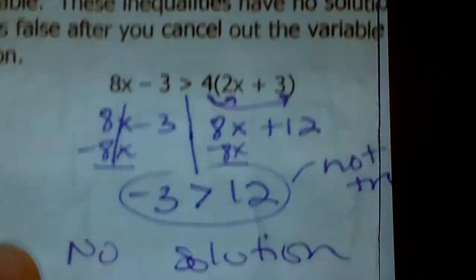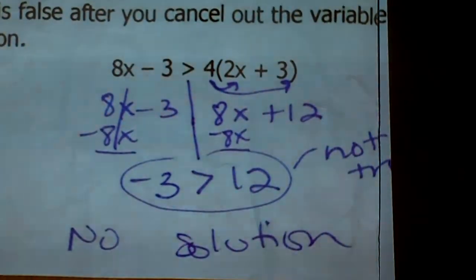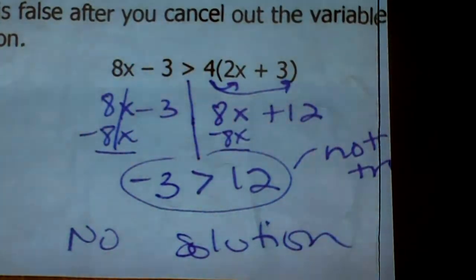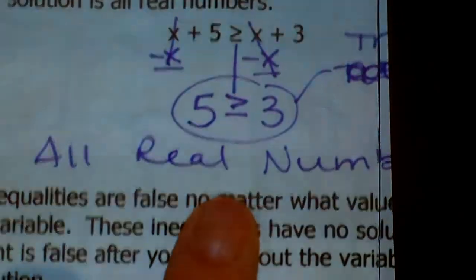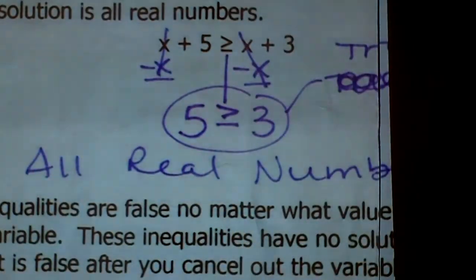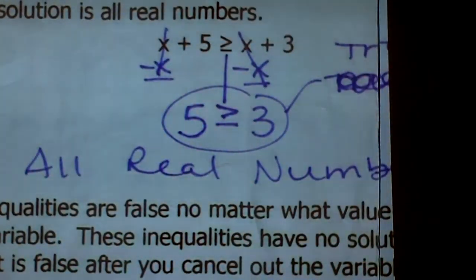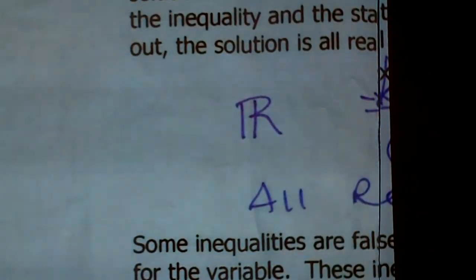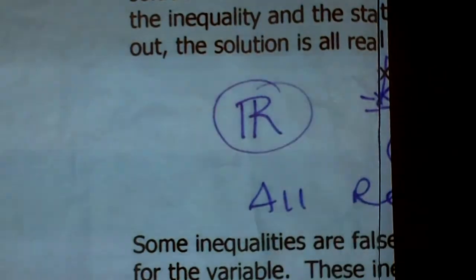So it's not just about there being the same variable on either side. It's about what happens after the variables cancel out. So again, if the statement at the end, after they all cancel out, is a true statement, then all real numbers are your solution. Oh, actually a fancy way to say all real numbers is to draw 2 lines and make an R like that. That means all real numbers. You don't even have to write all those words out. You can just make that simple.